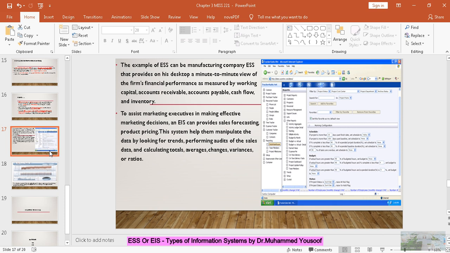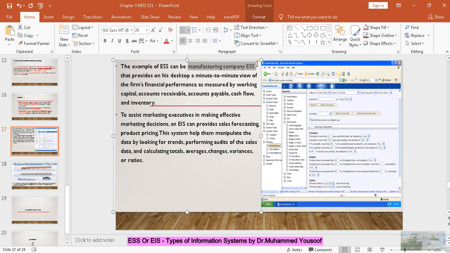He wants to see the situation with accounts receivable, how much money he got today at this moment, how much is payable, what is the cash flow, how is the stock, and also he has to manage the whole holistic view. So this is an example of ESS, the manufacturing company ESS. The example which I am explaining to you here is what a manufacturing company ESS provides on his desktop. As I told you, it is going to be desktop or web enabled. On the desktop you will see it on the computer screen, minute to minute.